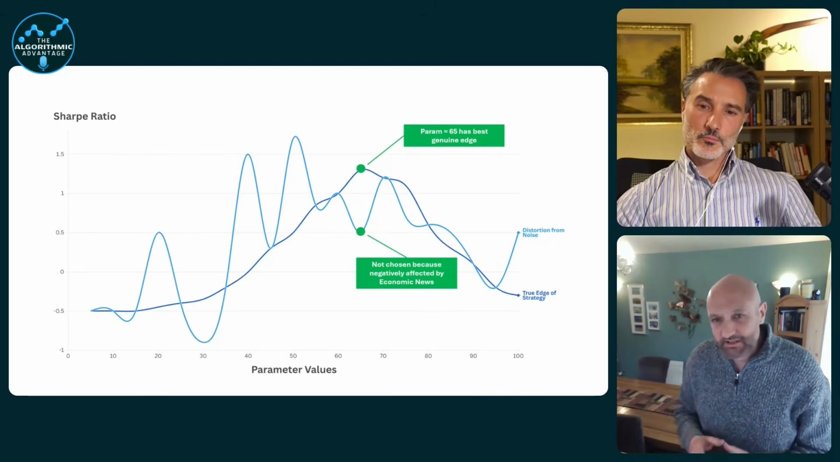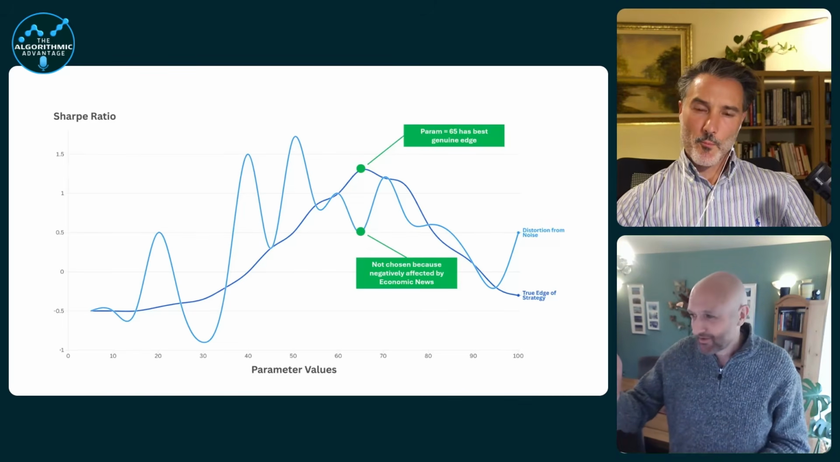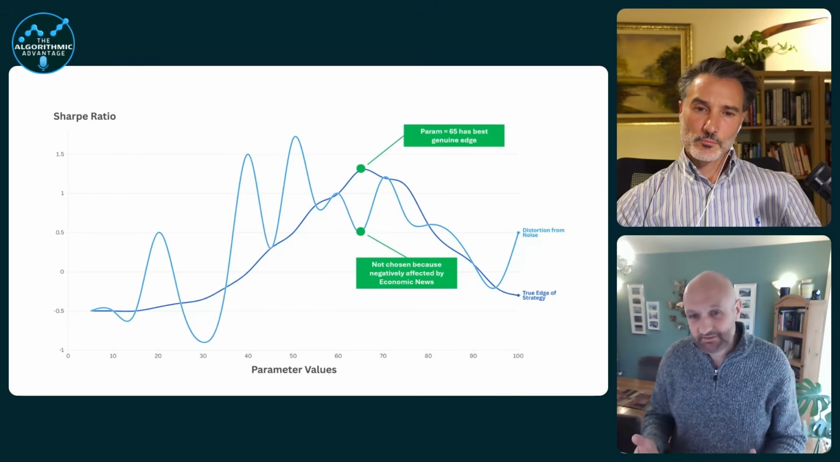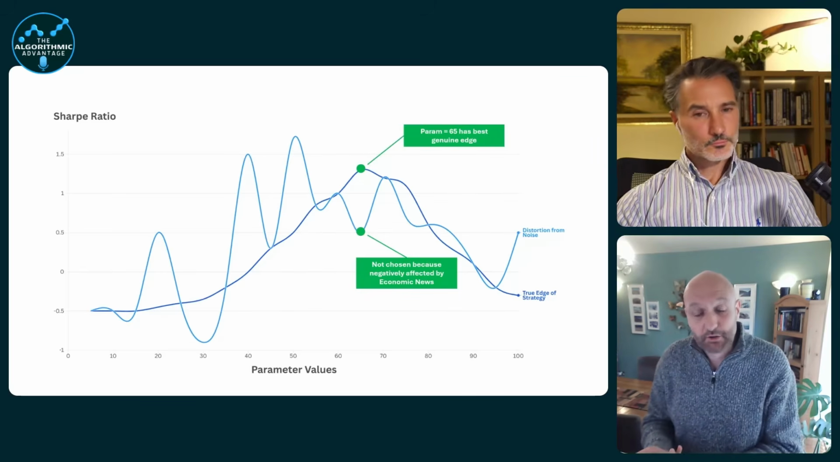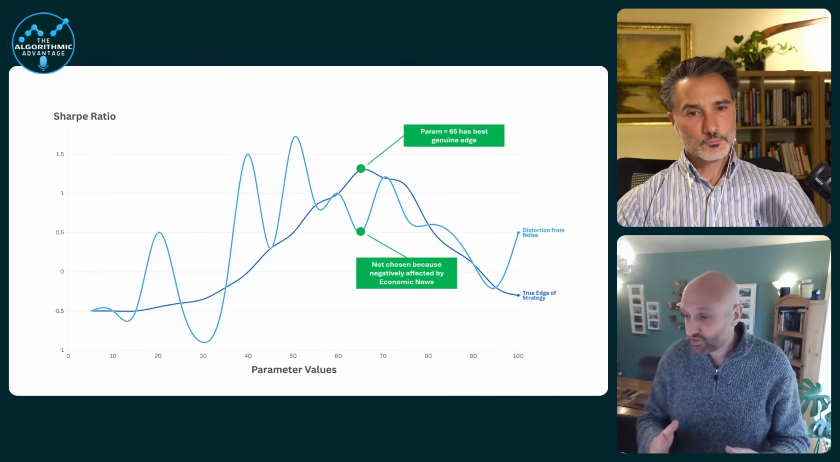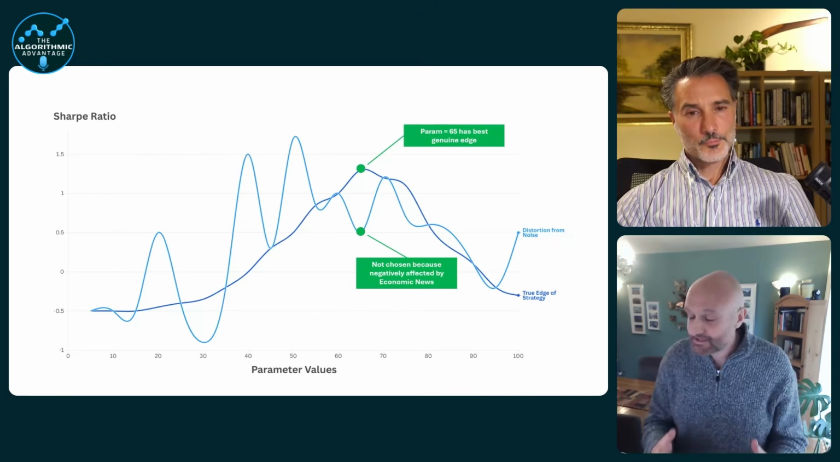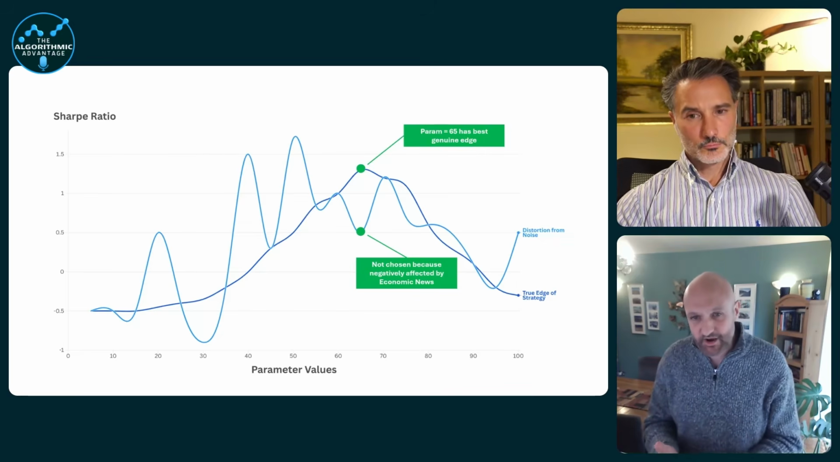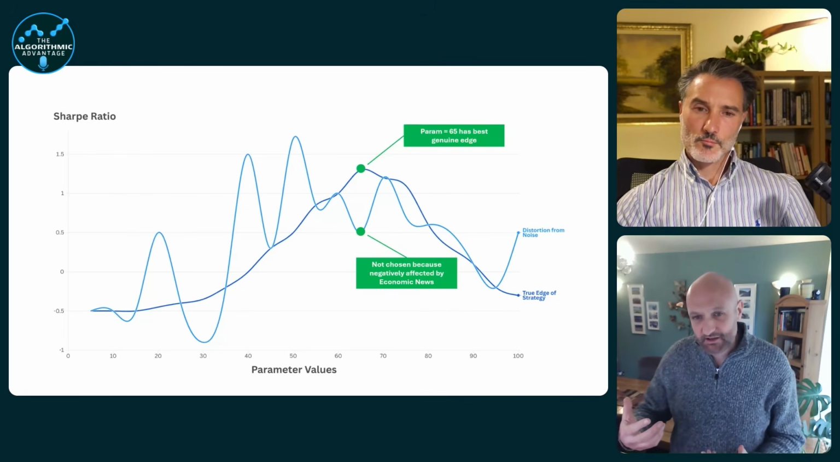So in this particular example, our optimal parameter of 65 just happened to be negatively impacted, which means that maybe if this was holding an asset long, the economic news, more often than not during your backtest period, affected it negatively and went against the trade. Okay, and so that has the effect of pushing the perceived performance down.